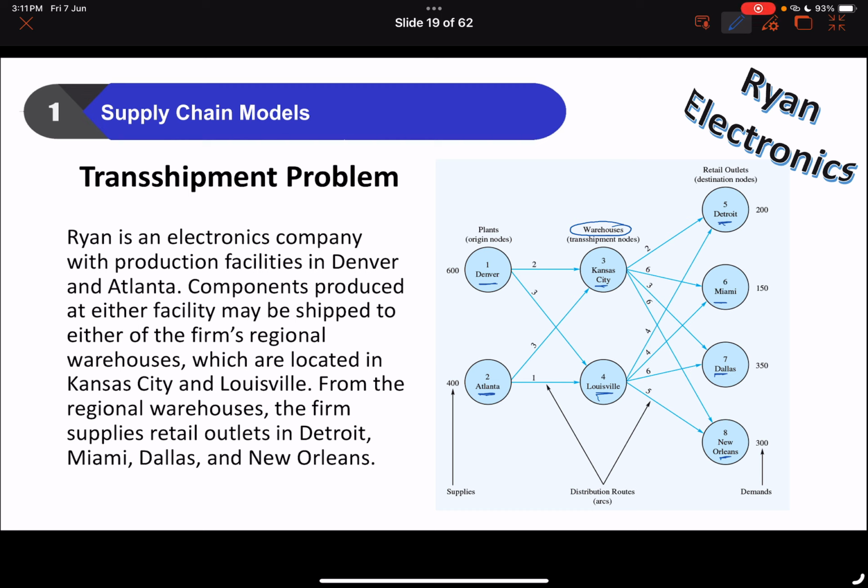Okay, so in the transshipment network graph, you will see the same thing. The concept is still the same. We have the limited capacity, limited supplies, written on the left hand side of the origin, and the demand written on the right hand side of the destination node. Then we have arcs showing the distribution routes, and the cost of shipments written on top of the arcs.